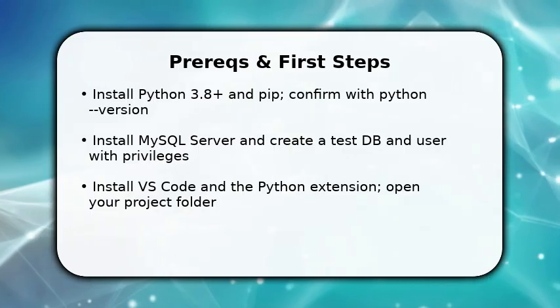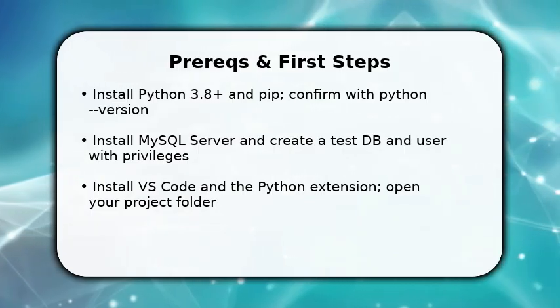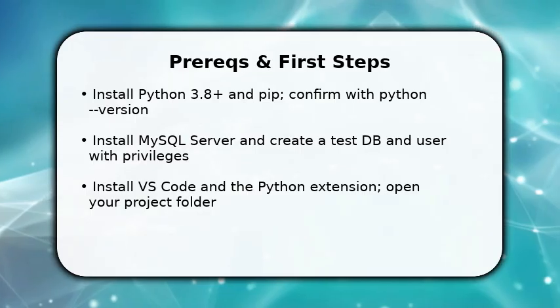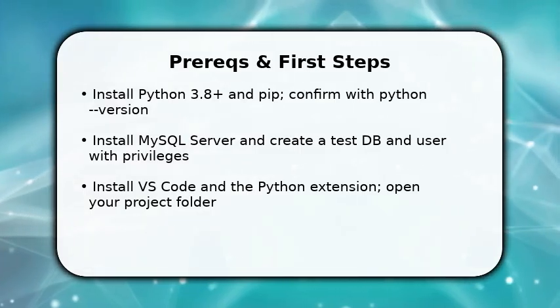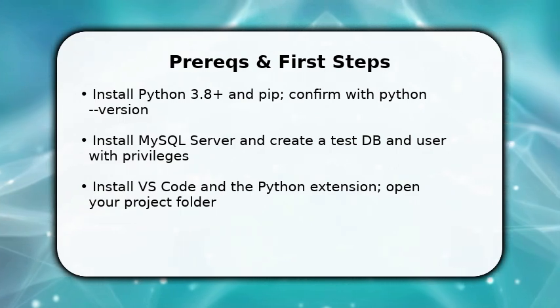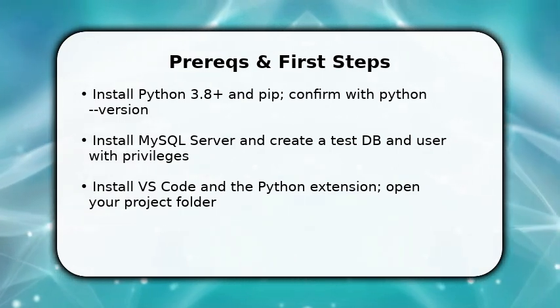Next, create a virtual environment and activate it. This isolates packages so your system Python remains unchanged. Once done, you're ready to install the connector. Now you install the connector inside the virtual environment.